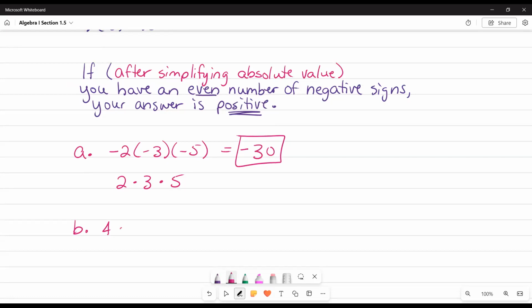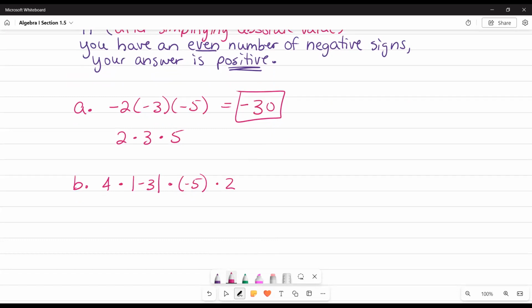Let's see. So 4 times... we'll keep it somewhat simple. All right, so what do I have to simplify first here? Got to simplify this guy right here. So this is actually 4 times 3 times -5 times 2.